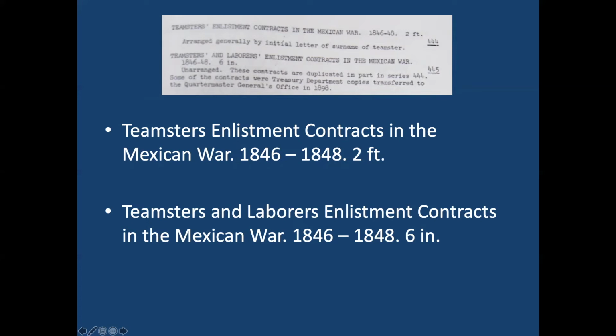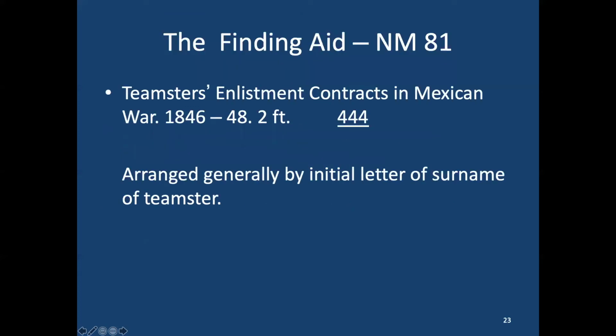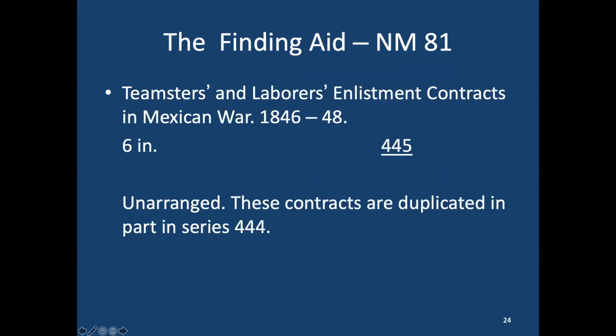And there are two series of records, entry 444 and entry 445, that deal with Teamster enlistment contracts in the Mexican War, 1846 to 1848, and Teamster and laborers enlistment contracts in the Mexican War, 1846 to 1848. That first entry, entry 444, is generally arranged by initial letter of surname of Teamster. And then entry 445 is unarranged, and some of these contracts are duplicated in series 444.